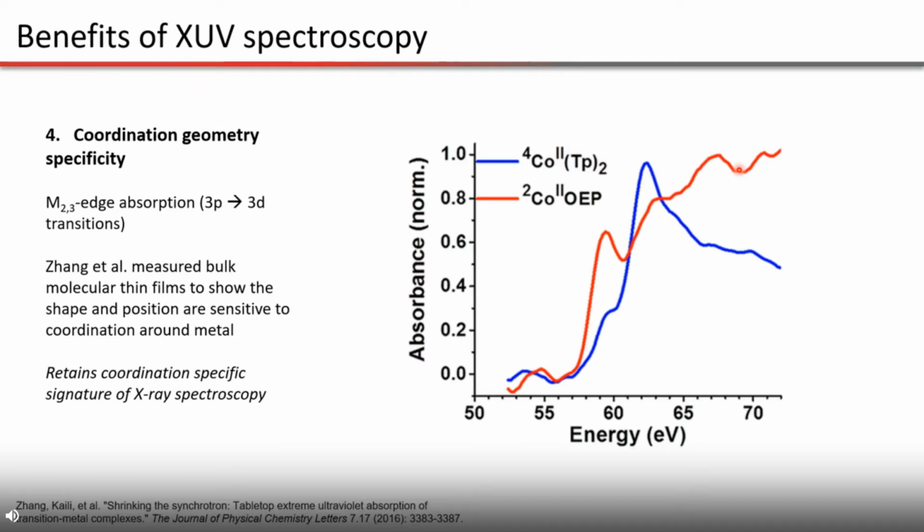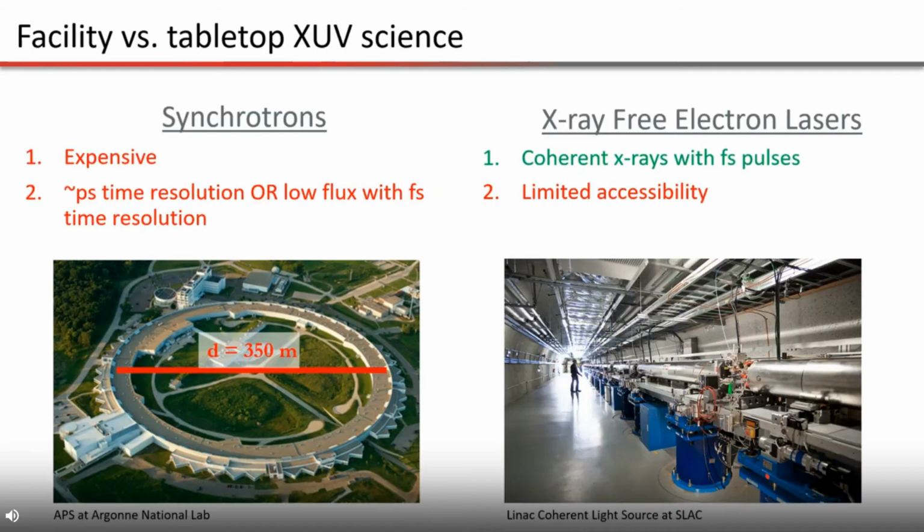And as I mentioned before, these four qualities are all general phenomena that are true for core level spectroscopy in general. So this ranges from XUV to soft and hard X-ray regimes as well. However, the ability to measure core hole spectra using a tabletop instrument with ultrafast time resolution is what's going to make XUV spectroscopy suitable for studying surfaces in a lab rather than a facility.